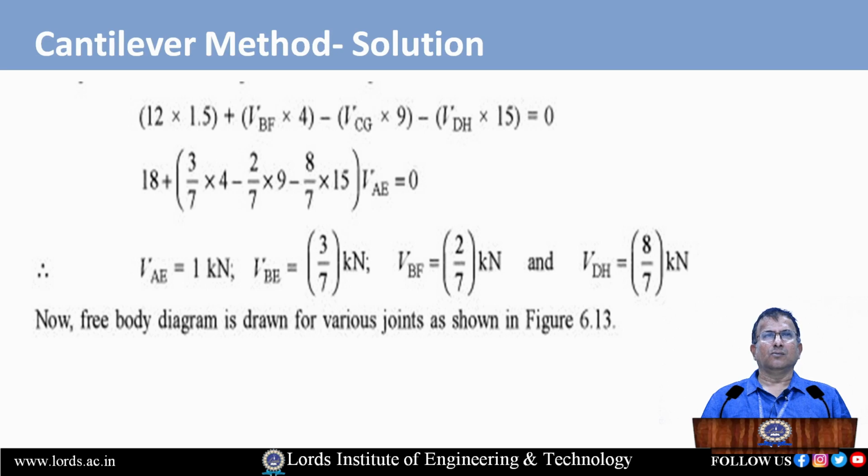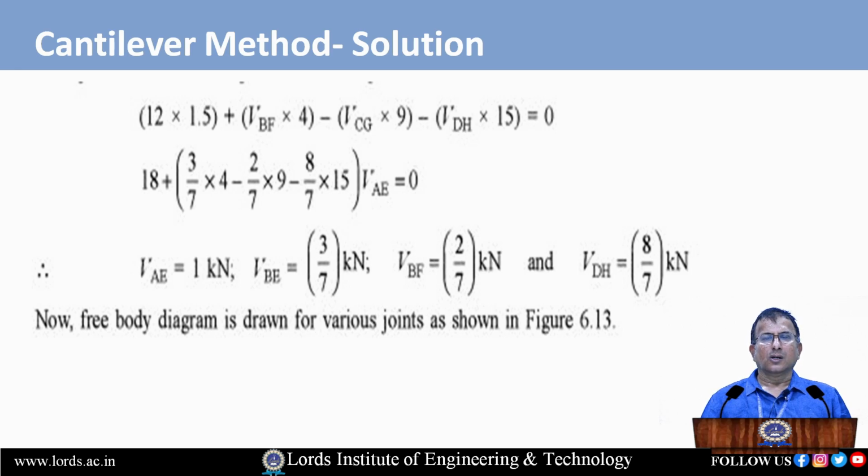Take the moment at the center of the column, because the first assumption tells us the point of contraflexure will occur at the midpoint of the column. So take moments about the point of contraflexure: 12 into 1.50. Why? Because for the load of 12 kilonewton, the height of the top story column shown in the figure is 3 meters, so the point of contraflexure occurs exactly at the center, 1.5 meters from the point A. So 12 into 1.50 plus VBF, because it will be rotating in the clockwise direction.